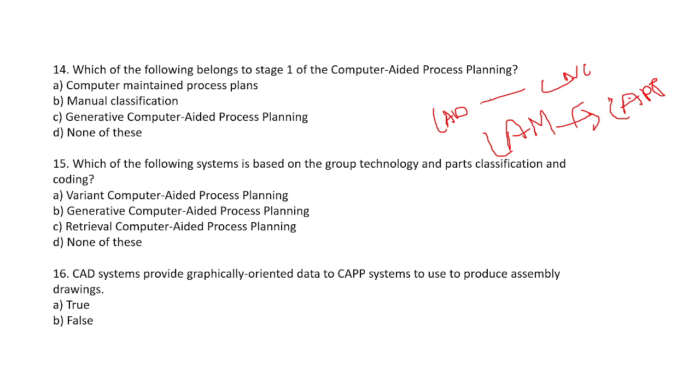In stage 3, variant computer aided process planning, there was the initial computer aided approach that evolved into what is now known as variant computer aided process planning.